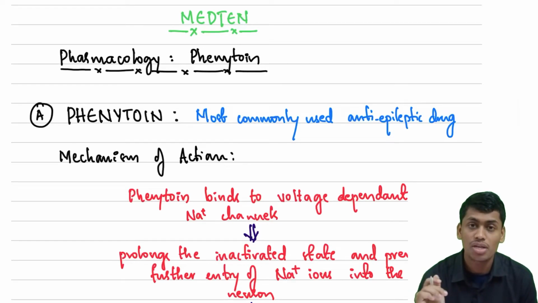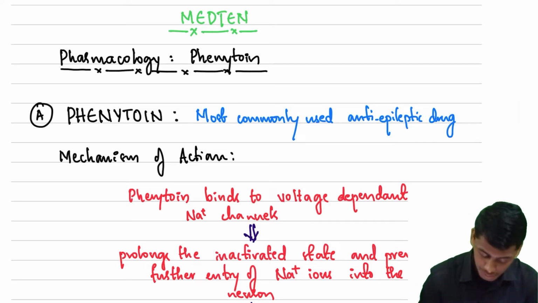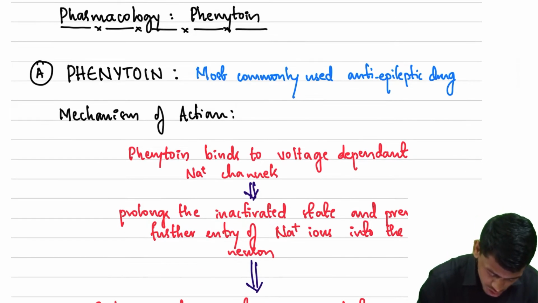So in this video, we are going to learn about the pharmacology of phenytoin. Phenytoin is an important anti-epileptic drug which is most commonly asked in UG examinations. So make sure you watch the video till the end. So we'll discuss phenytoin.